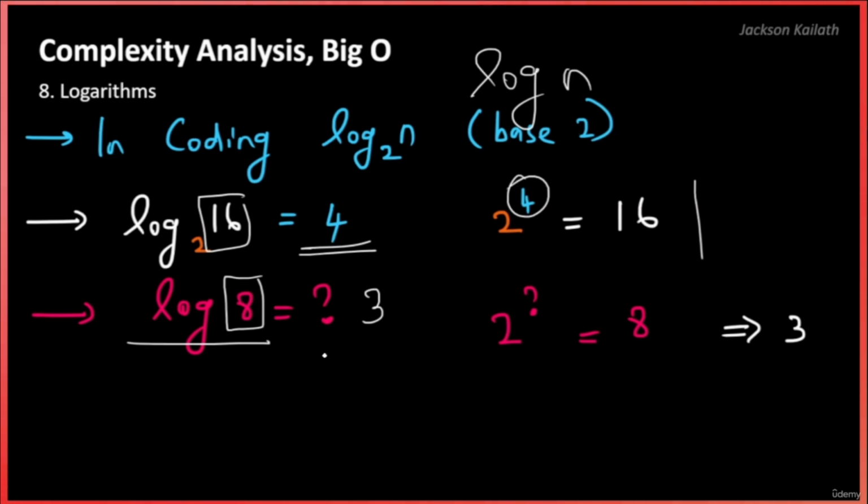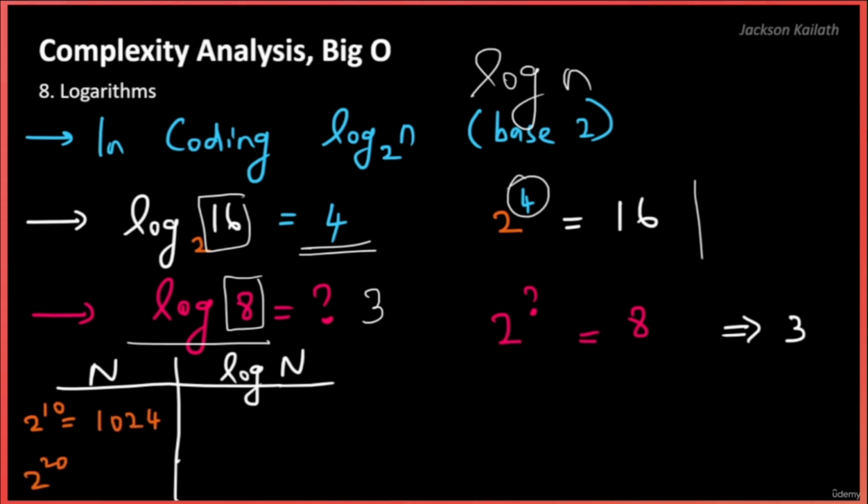Now, the interesting thing about log n is that it's a very good time or space complexity, because let's take a look. Let's have a table with n and log n. Let's take two values. Let n be 2 to the power 10, which is 1024, and 2 to the power 20, which is 1,048,576. Now if we take log n in both cases, when n is 1024, log n is going to be equal to 10. And when n is 1,048,576, log n is going to be equal to 20.